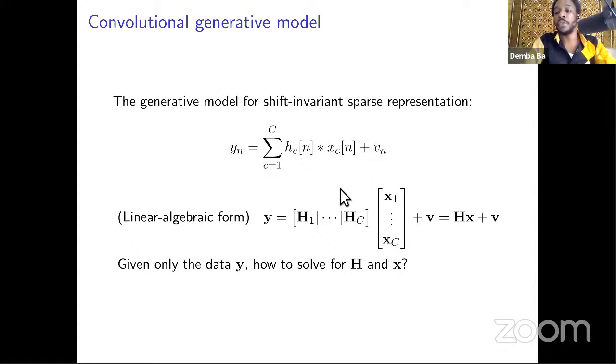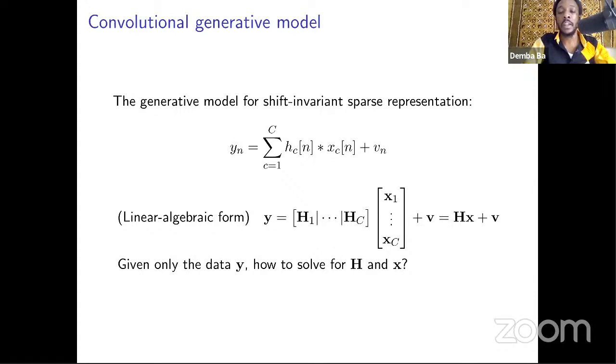What is the problem that we're interested in doing? Or how do we solve this source separation problem? Given only the data y, we would like to solve for the matrix H, or for the sources that are associated with this matrix H, as well as for these vectors x, which are going to tell us when sources occur and with what amplitude.